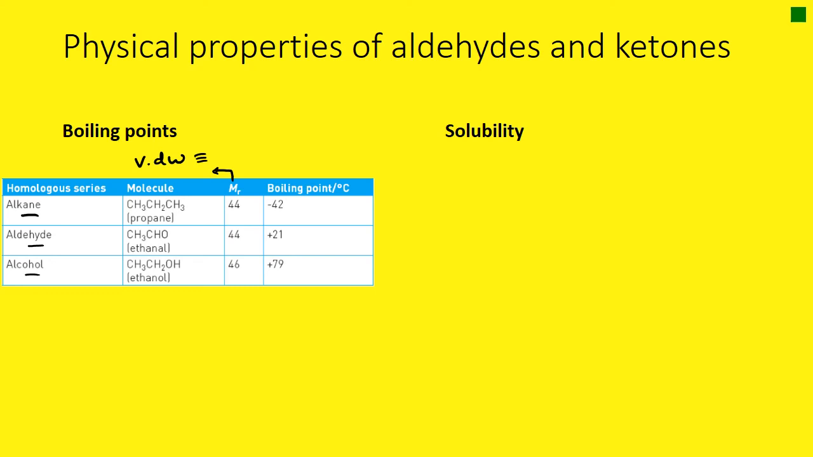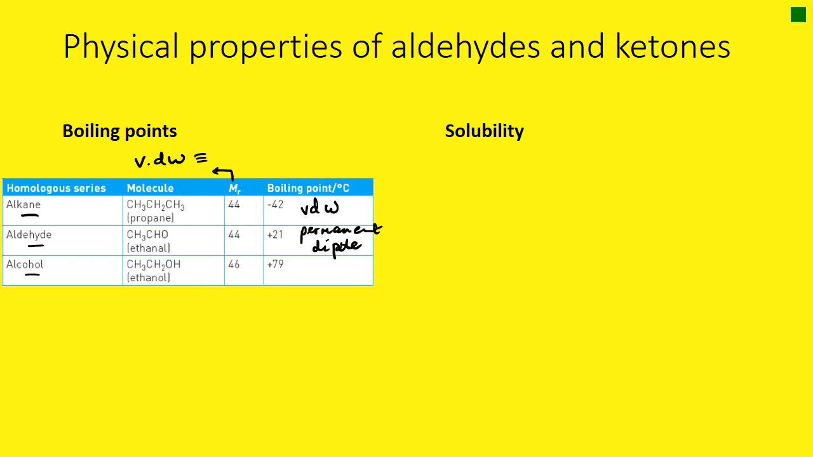So the explanation for the different boiling points, you'll see the boiling point of the alkane, of propane, is much lower than the aldehyde, and highest of all is the alcohol. So let's explain that. We can explain that by saying that the bonds in the alkane are just van der Waals forces. There's no permanent dipoles, and there's no hydrogen bonding. Whereas in the aldehyde, there is a permanent dipole. Okay, so let's write that in here. Permanent dipoles.